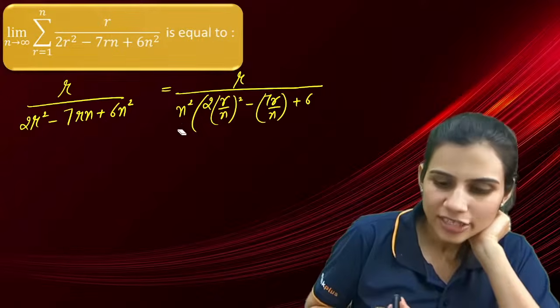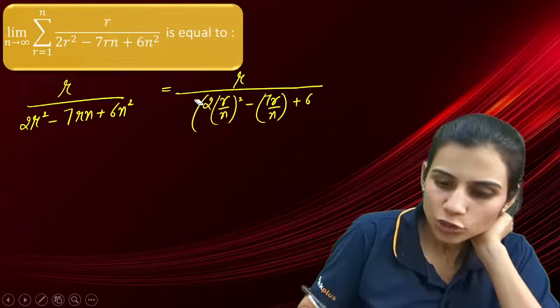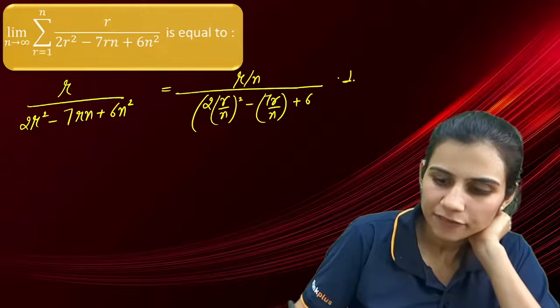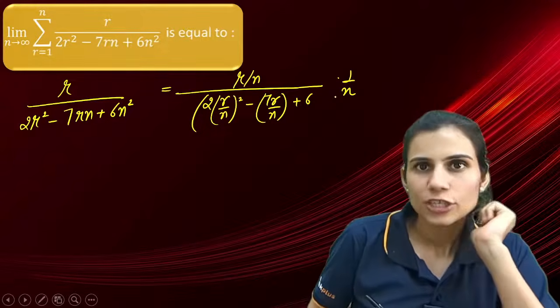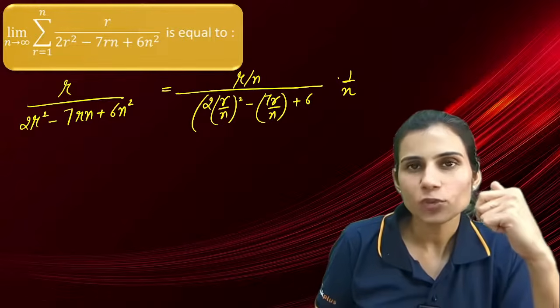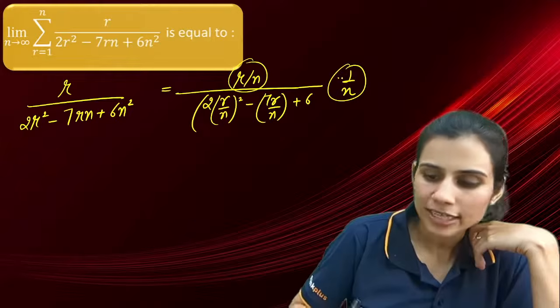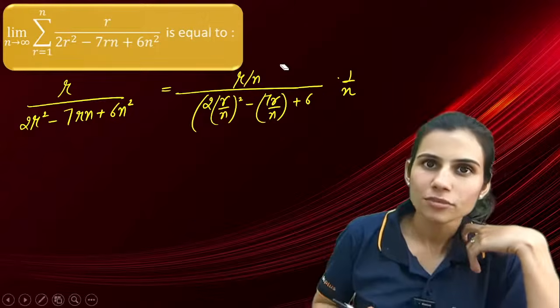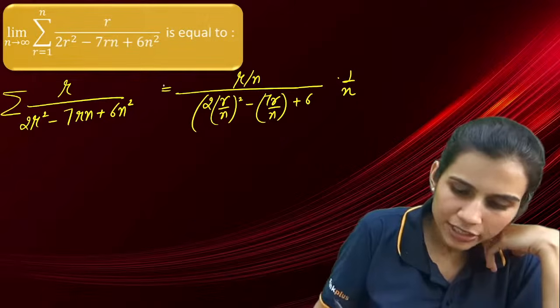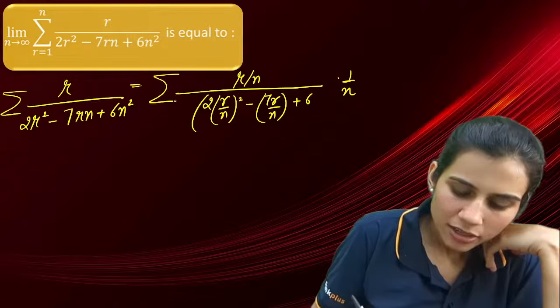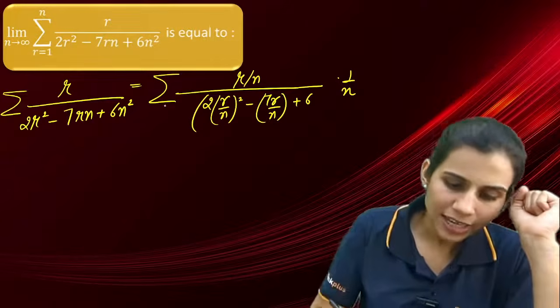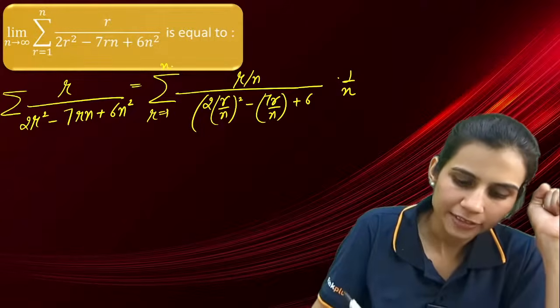This n square which has come out common can be written in two forms. So n square is 1 upon n into 1 upon n. So 1 upon n goes here and another 1 upon n comes here. And bingo, I have summation here and I have summation here. r is running from 1 to n.